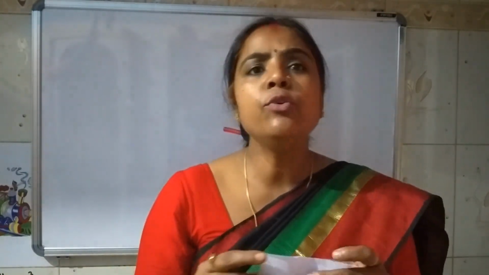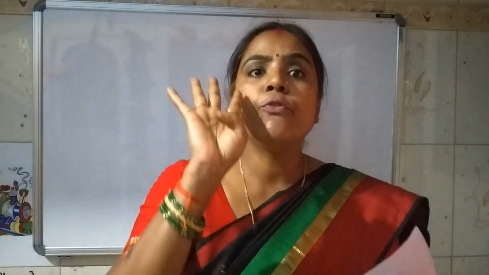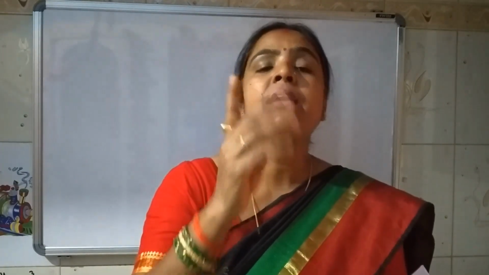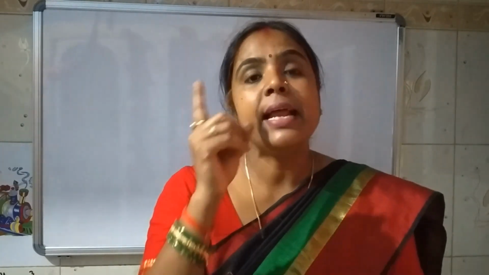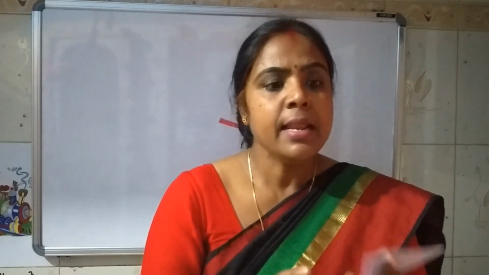So if you want to guess it: isosceles has two sides equal, one line of symmetry. Square has four sides equal, it has four lines of symmetry. Rectangle has only two opposite sides equal, so that has two lines of symmetry. Clear?